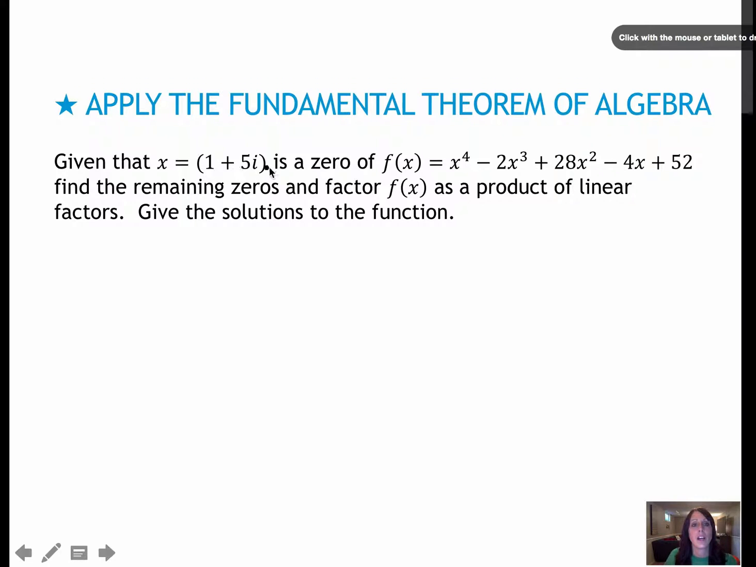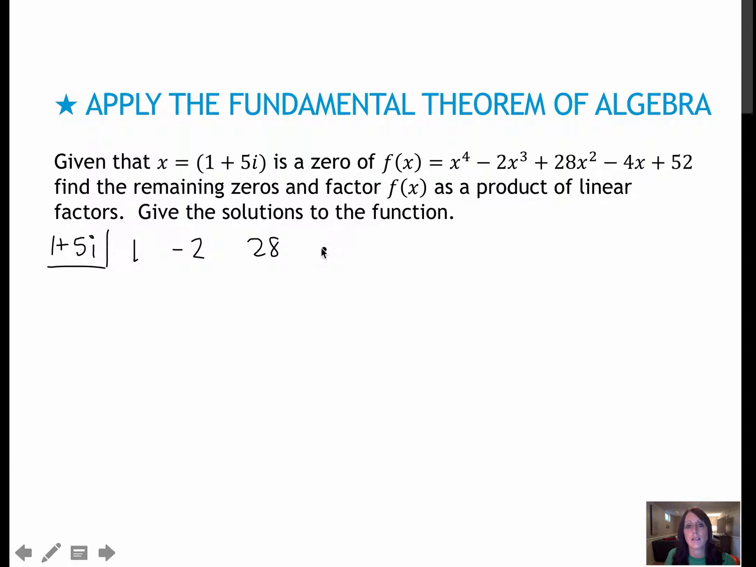So again, they already give me one of my answers. 1 plus 5i is a factor. I'm going to write 1, -2, 28, -4, 52. And I'm going to hope that when I get done, there's a 0 in the box at the end. Bring down the 1, multiply it by 1. Add those together.